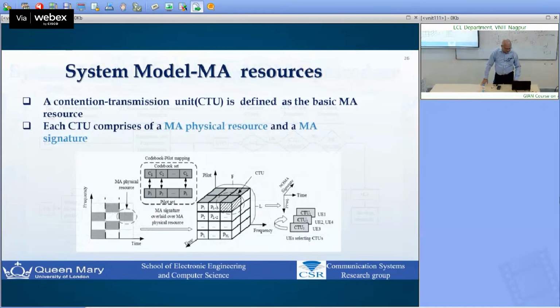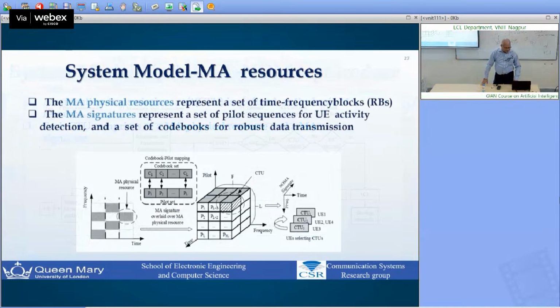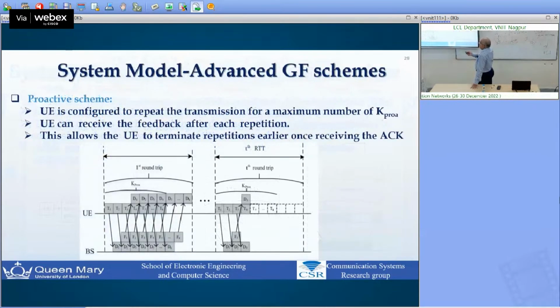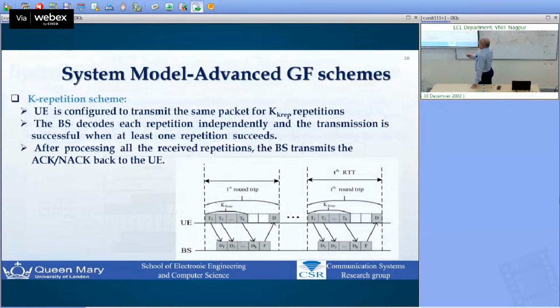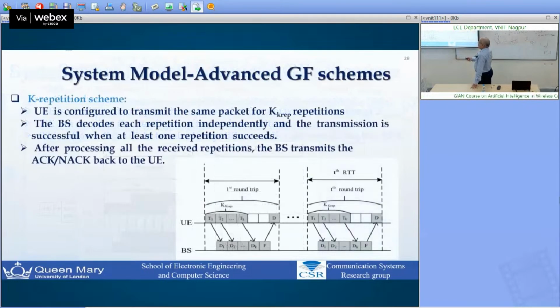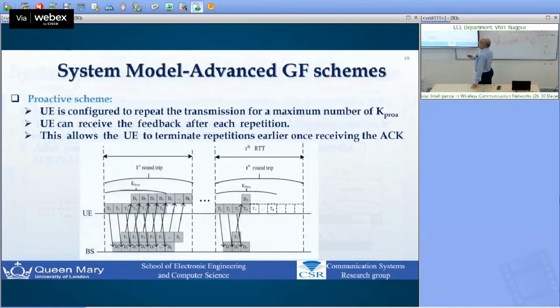Now the question is, here they take the CTU and they are going to transmit using either the K repetition scheme or the proactive repetition scheme to increase the reliability. So the CTUs are going to be repeated a certain number of times. As I mentioned earlier, they can use either the K repetition scheme or the proactive scheme. Both are recommended in the 3GPP standard.